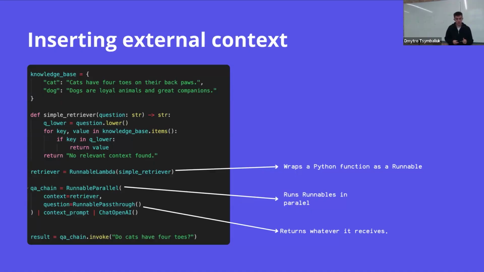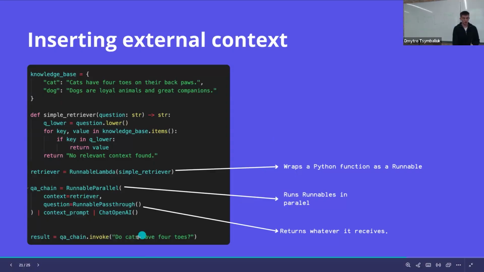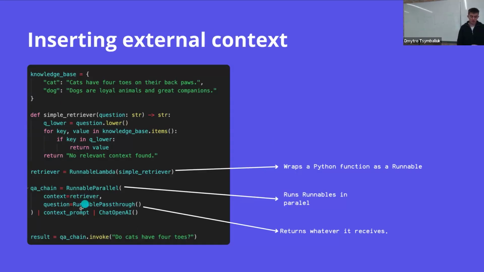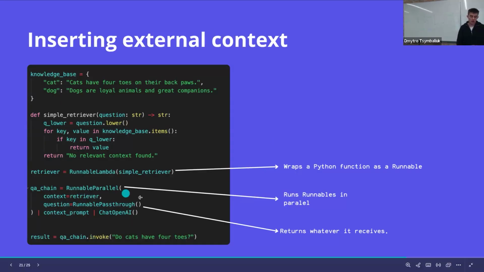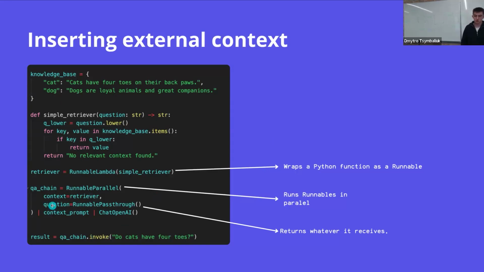And RunnablePassthrough actually returns whatever it receives. Here you can see that we don't receive a map, we just receive a string. So the runnable sees, okay, I receive a string, then I will just return the string. I will just write the string in this question. So then our context prompt, which is not visible in this screenshot, will be able to add this question to this prompt.